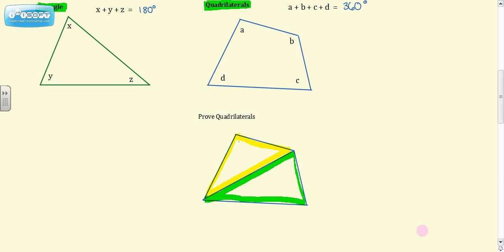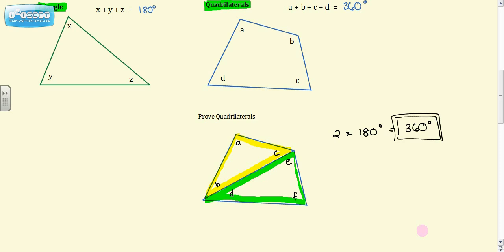So if I were to label the interior angles of the 2 triangles, I've got A, B, C, and D, E, F. And we know that each triangle should have a sum of the interior angles equal to 180. But here we've got 2 triangles, so the sum of all these angles should add up to therefore 2 times 180 degrees, which also gives me 360 degrees. So there we have it.